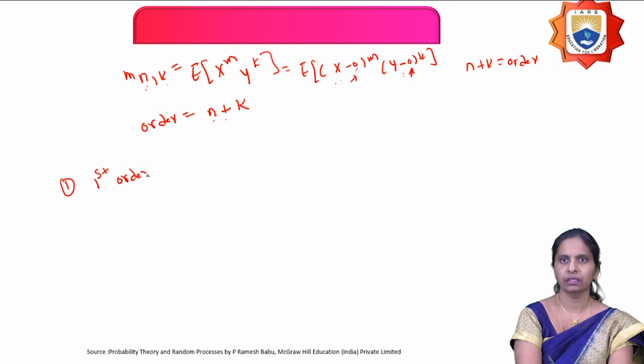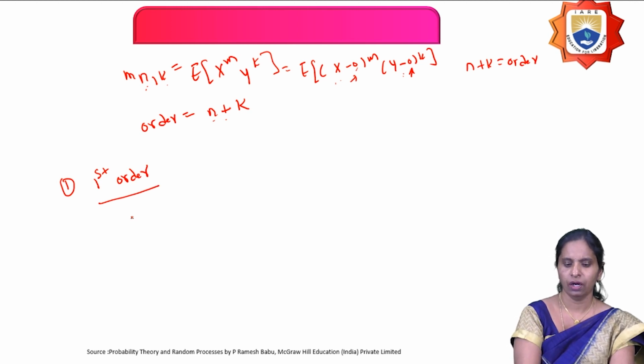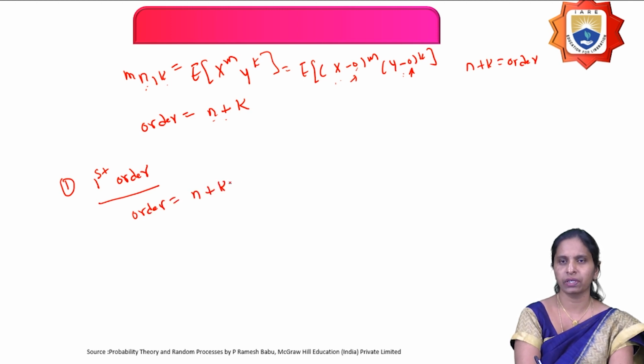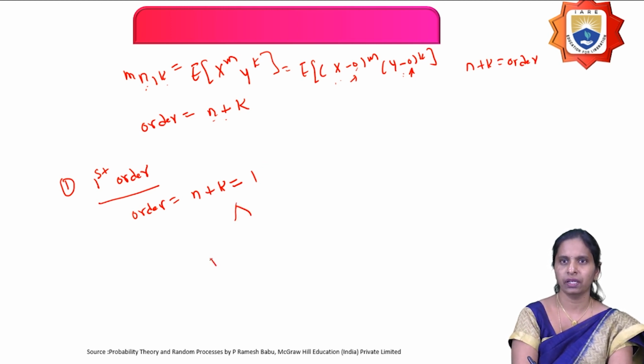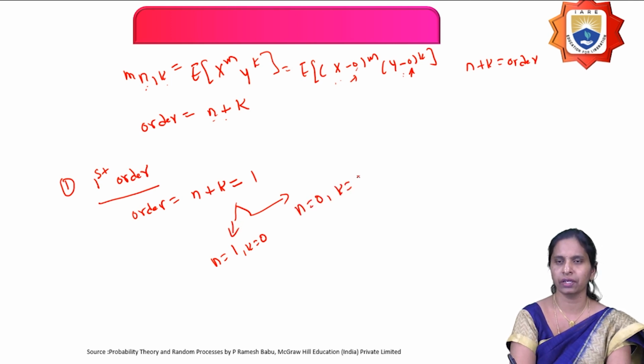Now, let us see the first order joint moments about the origin. Here the order is n plus k, and that value is equal to 1. So when can you obtain n plus k equals 1? If n equals 1 and k equals 0, that is one case. And the second case is n equals 0 and k equals 1.